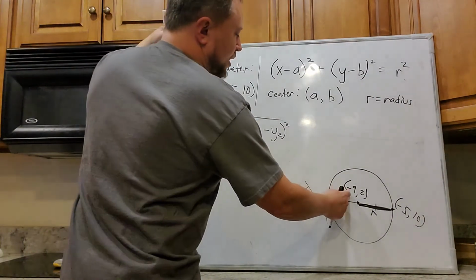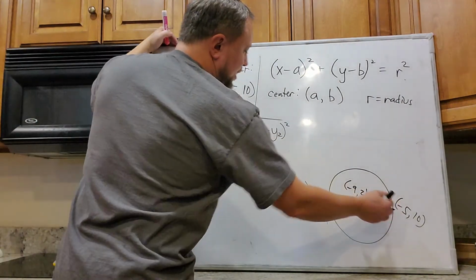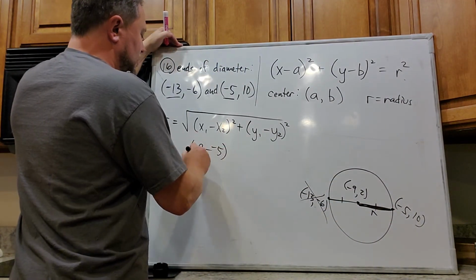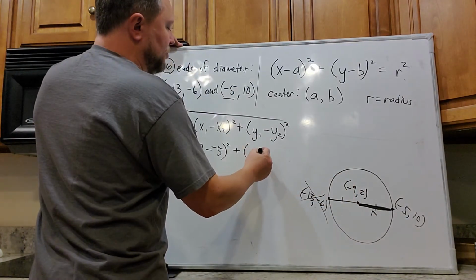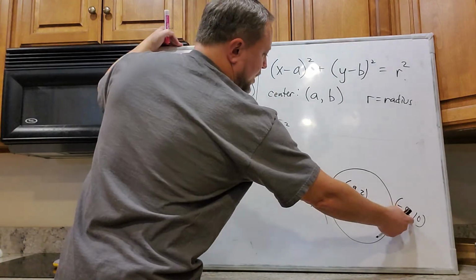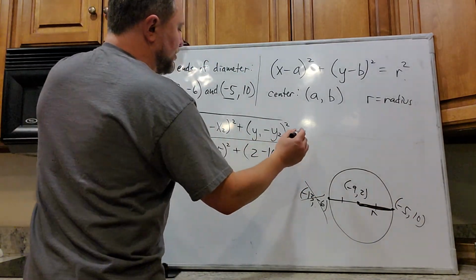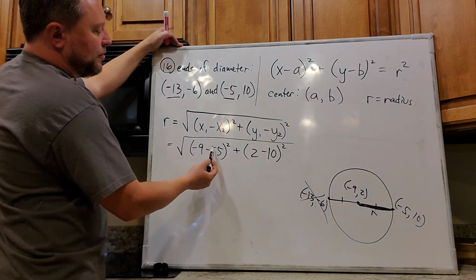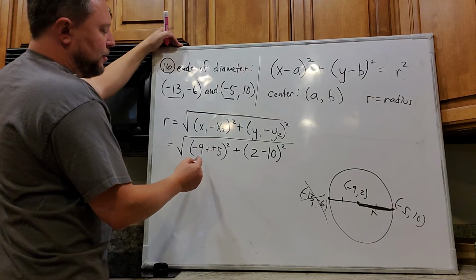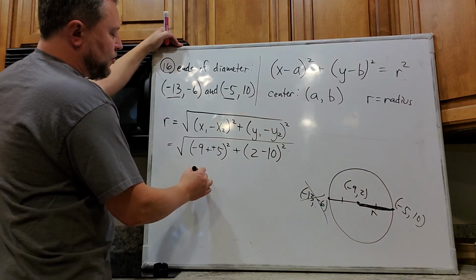All right, so here we go. Negative 9 minus the other x value, negative 5, squared, plus the first y value, 2, minus the second y value, 10, squared. And this whole thing is going to be square rooted. All right, double negative becomes plus positive. So negative 9 plus 5 would be a negative 4.